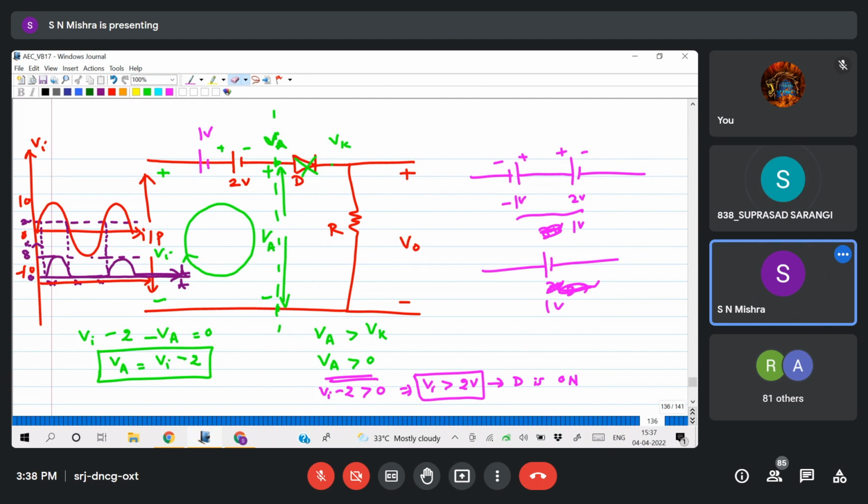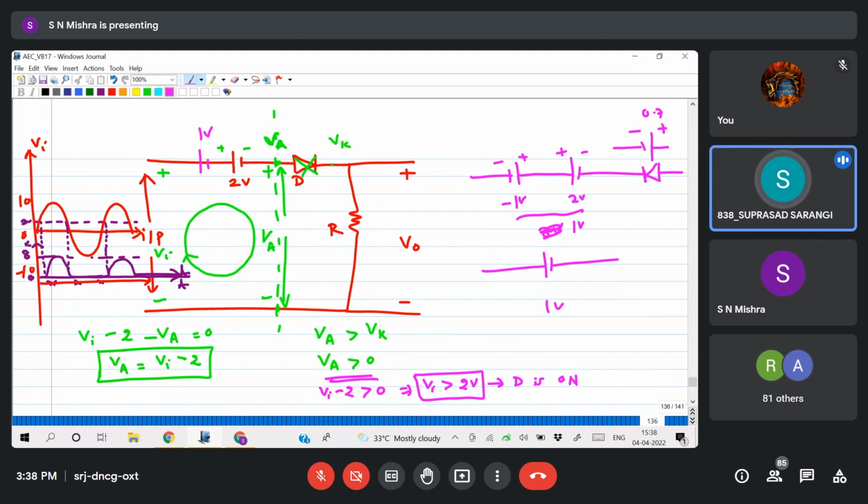Okay, sir. Now similarly, if diode is connected in reverse direction, suppose diode is connected like this. So voltage source will be like this. This is minus plus 0.7. So it will be how much? 1 minus 0.7, 0.3. Like that you have to analyze.